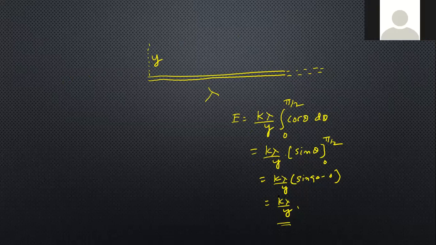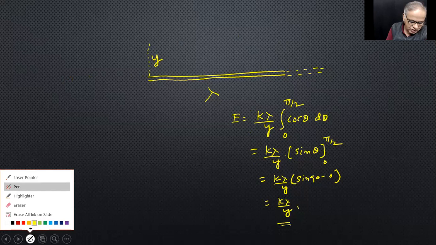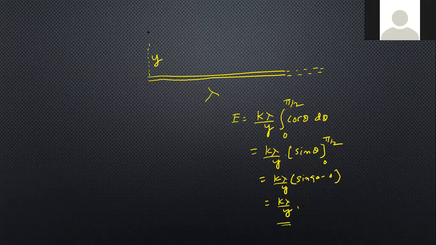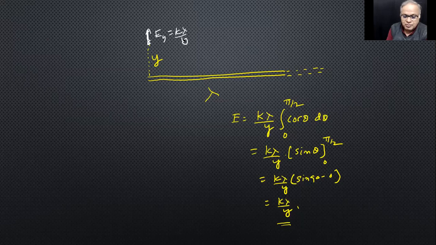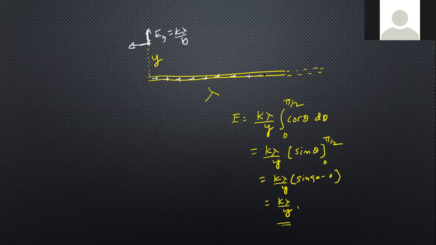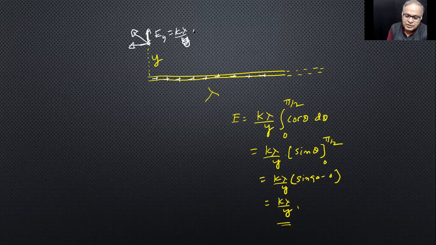So this is okay, but this is only the y component. This is k lambda by y. There will be an x component, of course, it will be like this. It cannot be like that because E cannot be that way. For this all positive charge, E should be away from it, right? So it will be like that. So this k lambda by y is okay.